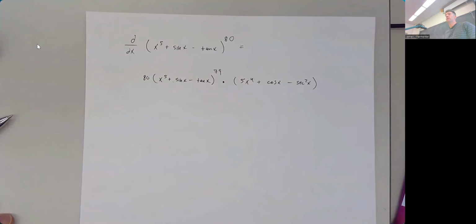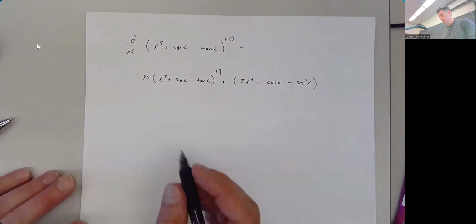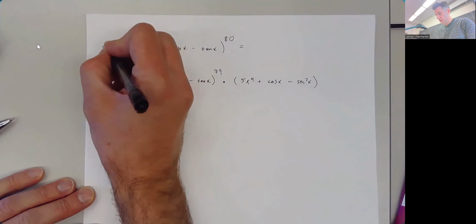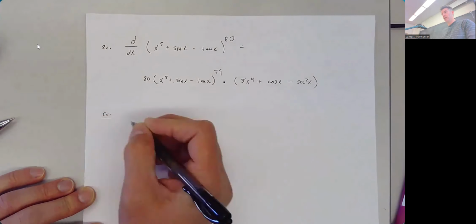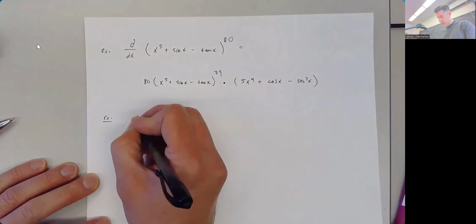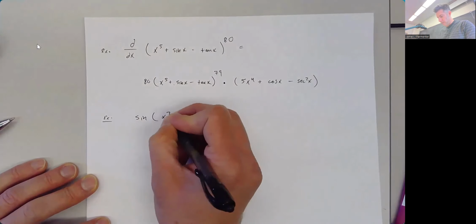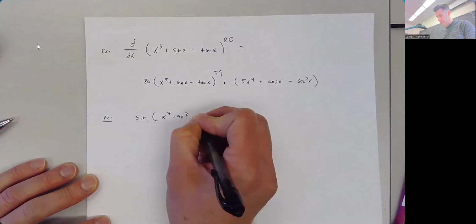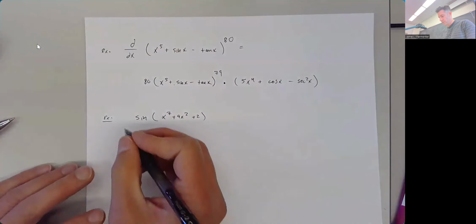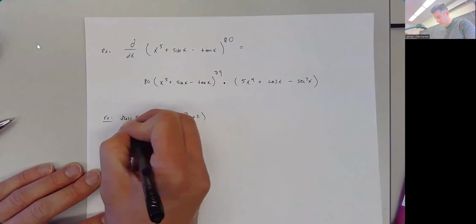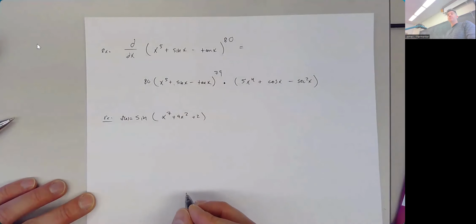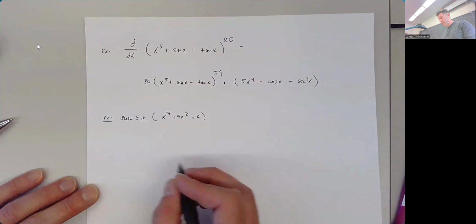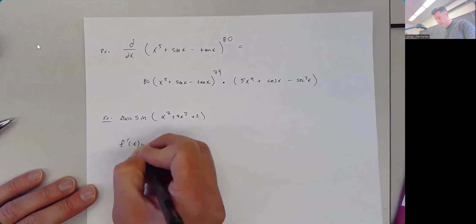But your outer function doesn't have to be being raised to a power. For example, maybe our outer function is sine. Maybe I have sine of x to the 7th plus 9x squared plus 2. And I want to find the derivative of that. Let's just call this f of x though. So f of x is sine of some stuff. And my derivative is going to be.